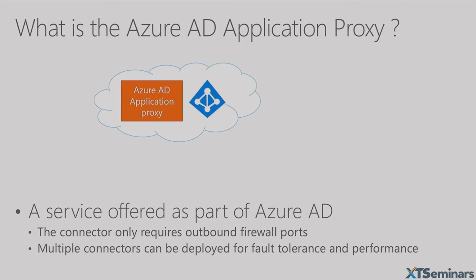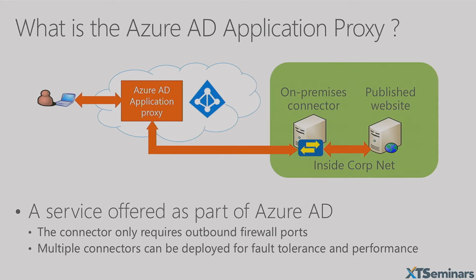But what it does is it exposes a public IP, and we can have an external URL where we can get to that public IP. And what happens is the client comes to the proxy in the sky, and then it tunnels down through a secure channel to an endpoint for a connector. So what we have is a connector that runs from the cloud down to on-premise. And on-premise, it can run inside our corporate network, and it's running on a server there, and it terminates the secure channel, okay? And at that point, we go out from that connector and actually connect to the published website.